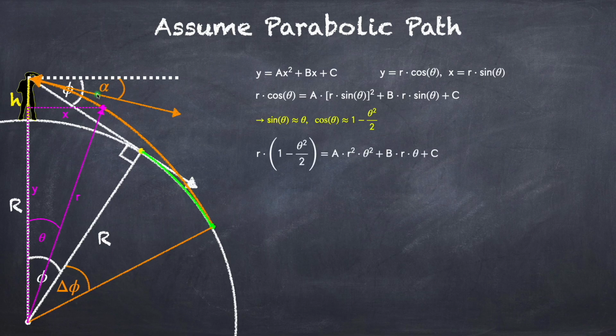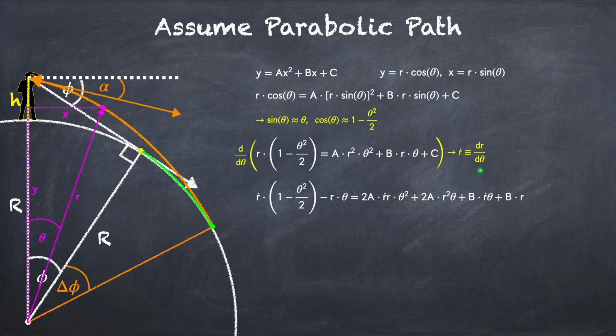Next, we also need information about the tangent line at each point along this curve, meaning we need information about the derivative of r with respect to theta. So let's take a derivative of both sides of this equation with respect to theta, and I'm going to use the notation that r dot is equal to dr d theta. Taking this derivative leads to the following expression.